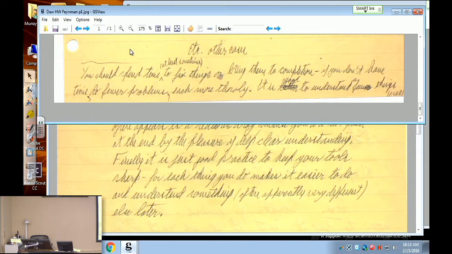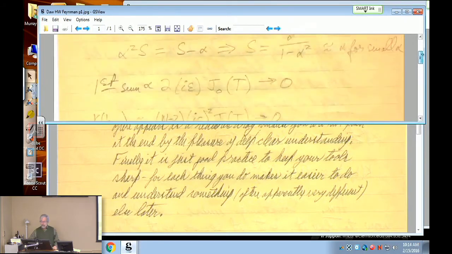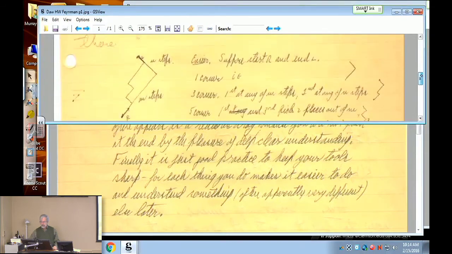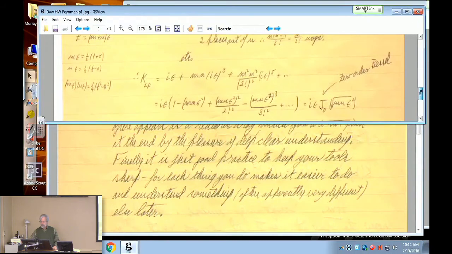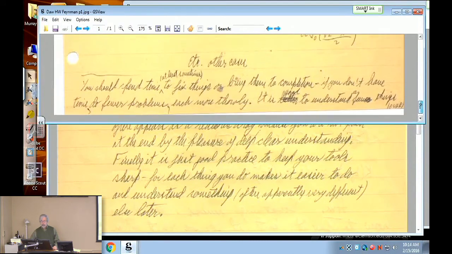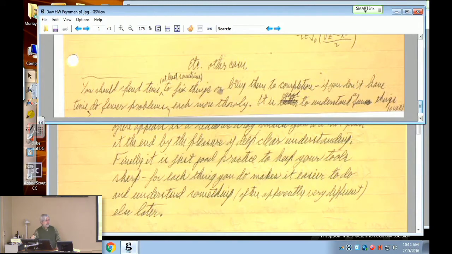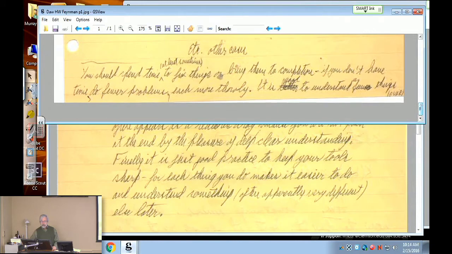He would take the homework, and he would spend a lot of time on it. I would turn in some problem, try to come up with something, investigate it and write it out. You can see here at the top is my scratching and stuff like that. Then he starts writing comments, and he wrote a lot of comments. This was one, and I wanted to bring this one to share with you. He says here at the bottom, you should spend time, at least sometimes, to fix things or bring them to completion. If you don't have time, do fewer problems.